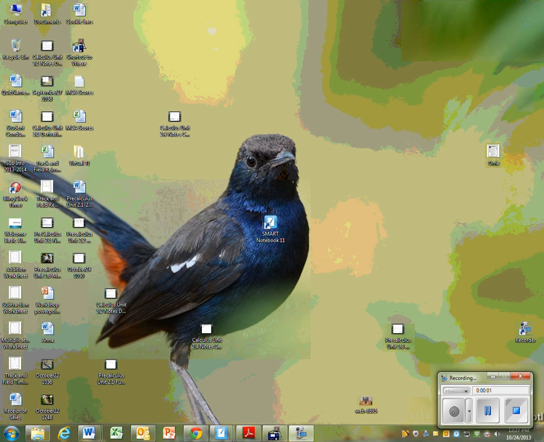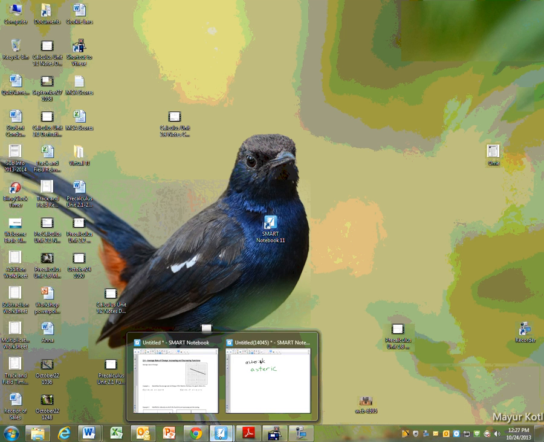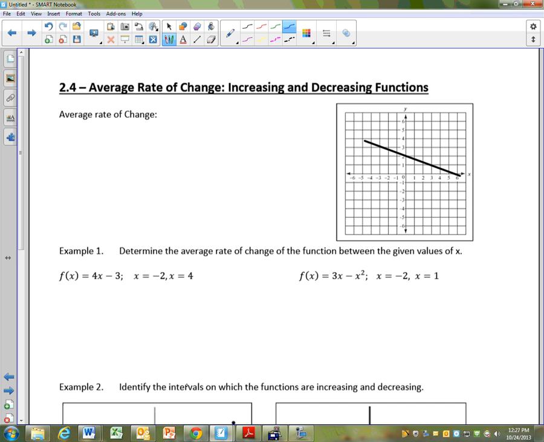Stuff that we really need to cover. So we'll do our best to get through it. Today's nice and short, and I very well might be able to get your work done in class. So average rate of change, this is where we want to start.